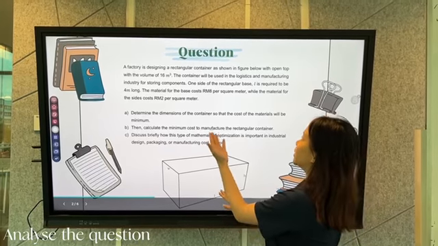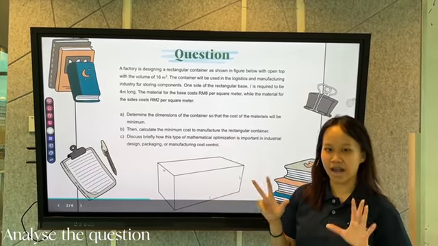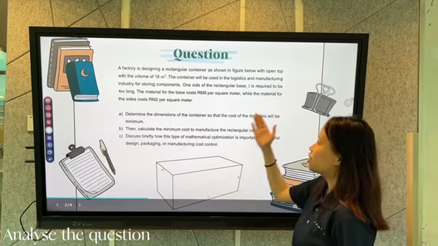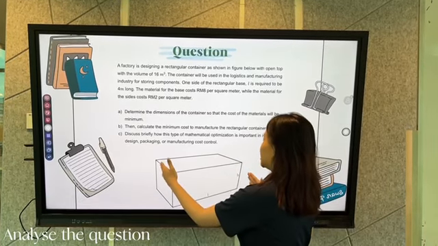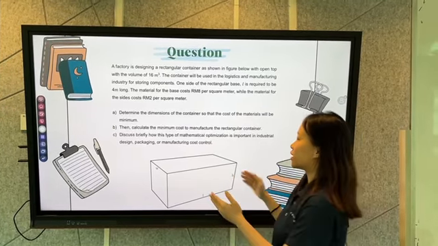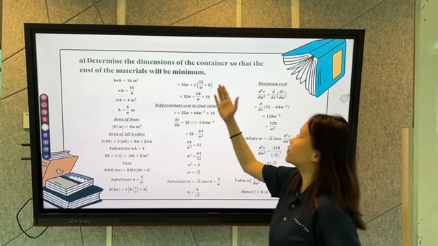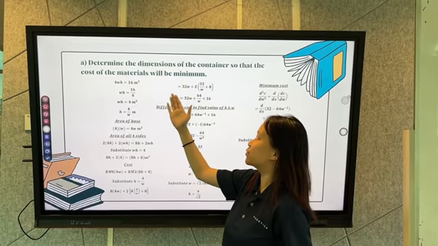The material of the base costs RM8 per square meter, meaning the base will cost RM8. While the material of the side, which means the width and the height, will cost RM2 per square meter. Now, determine the dimension of the container so that the cost of the material will be minimum.